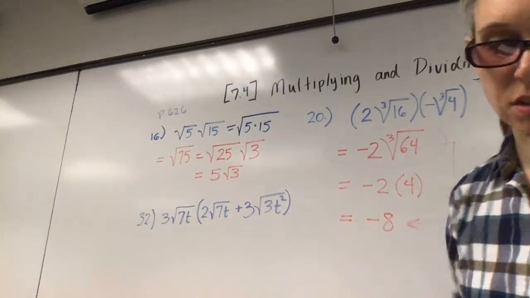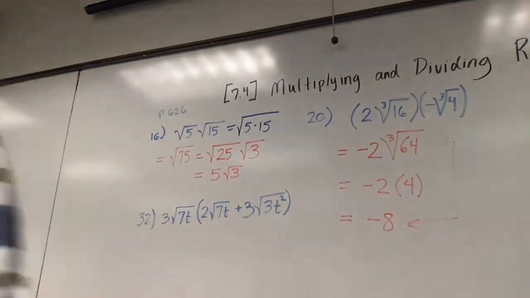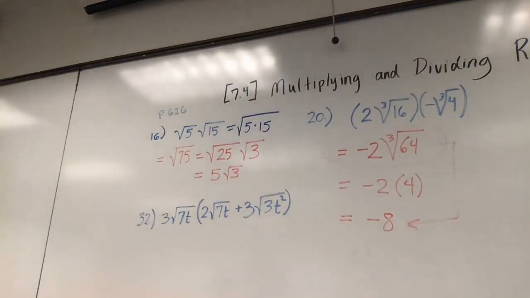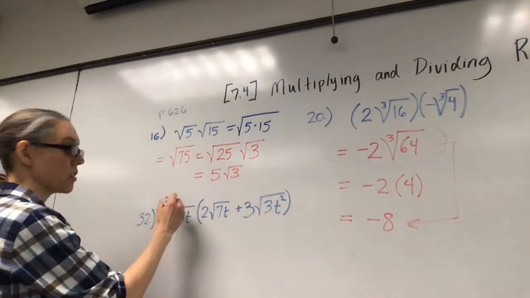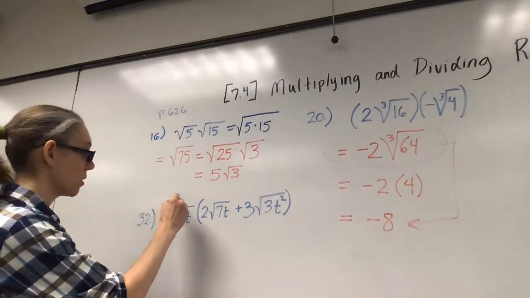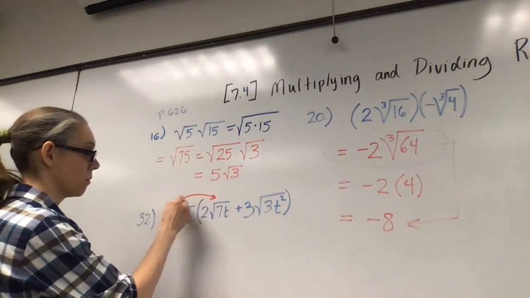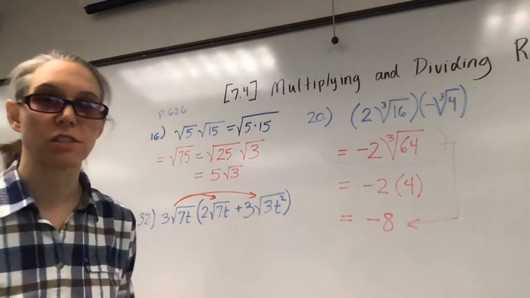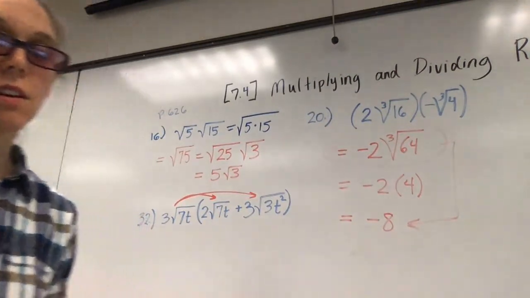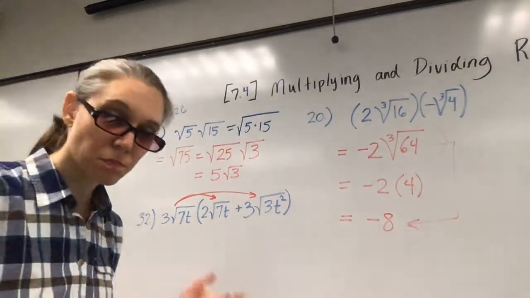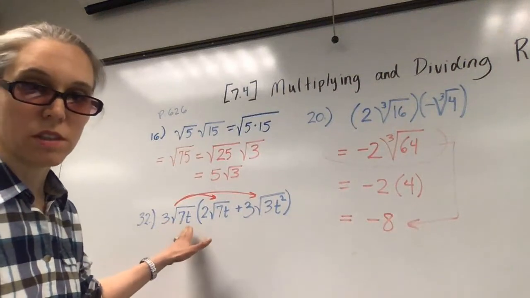Okay, so now we're going to move on to the distributive property here in number 32. We see the use of the distributive property. The expression on the outside will distribute to the two expressions inside the parentheses. You do not need to show those arrows. The arrows are just to help you see what I'm doing.